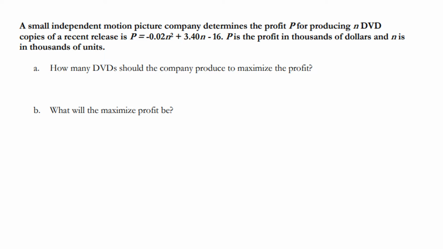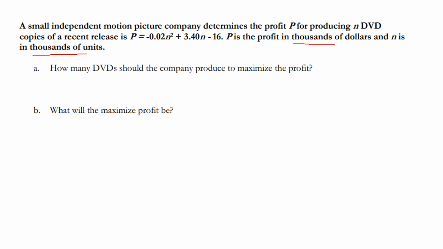Okay, so a small independent motion picture company determines the profit P for producing N DVD copies of a recent release is P equals -200N squared plus 3 4/10 N minus 16. P is the profit in thousands of dollars, and N is the units in thousands of units. So that's key to think of here: whatever we get, this is actually in thousands. So how many DVDs should the company produce to maximize the profit, and what will the maximized profit be?